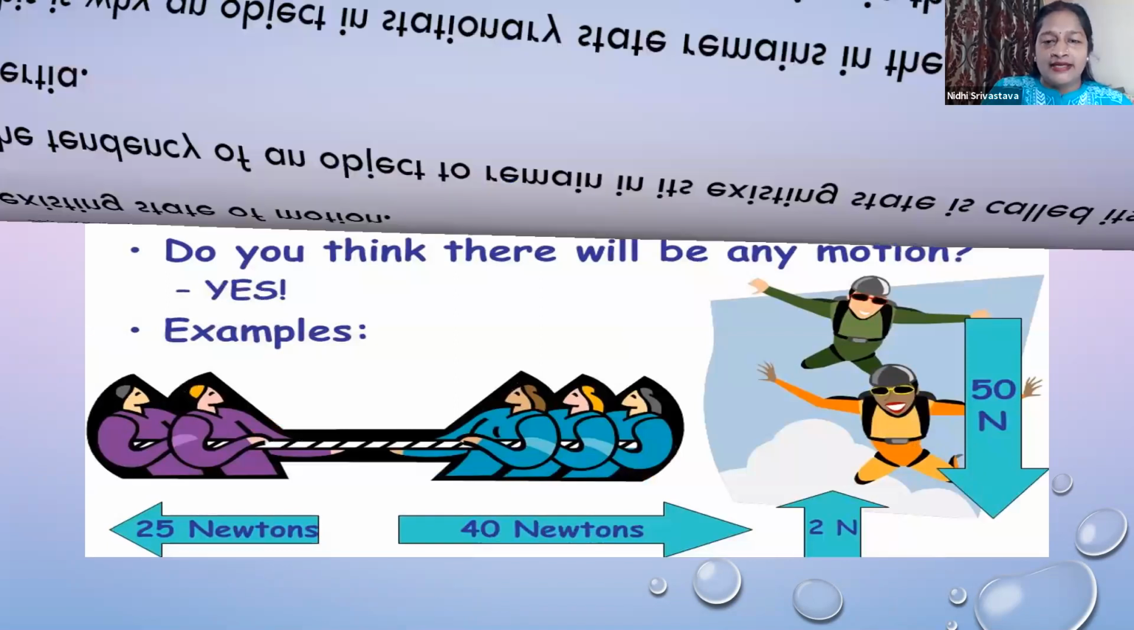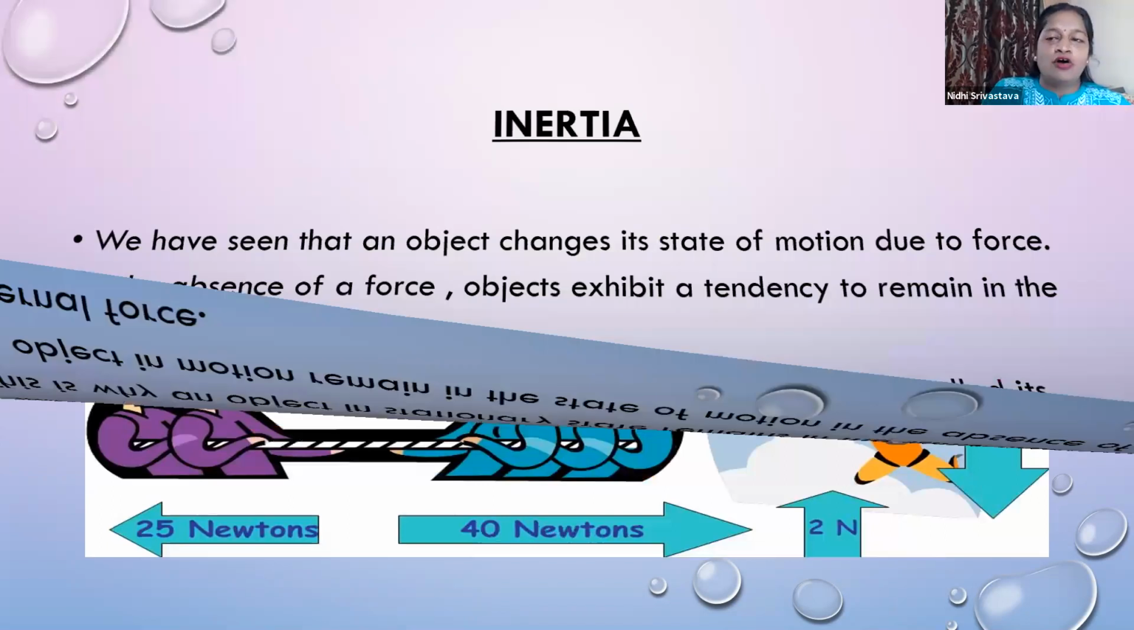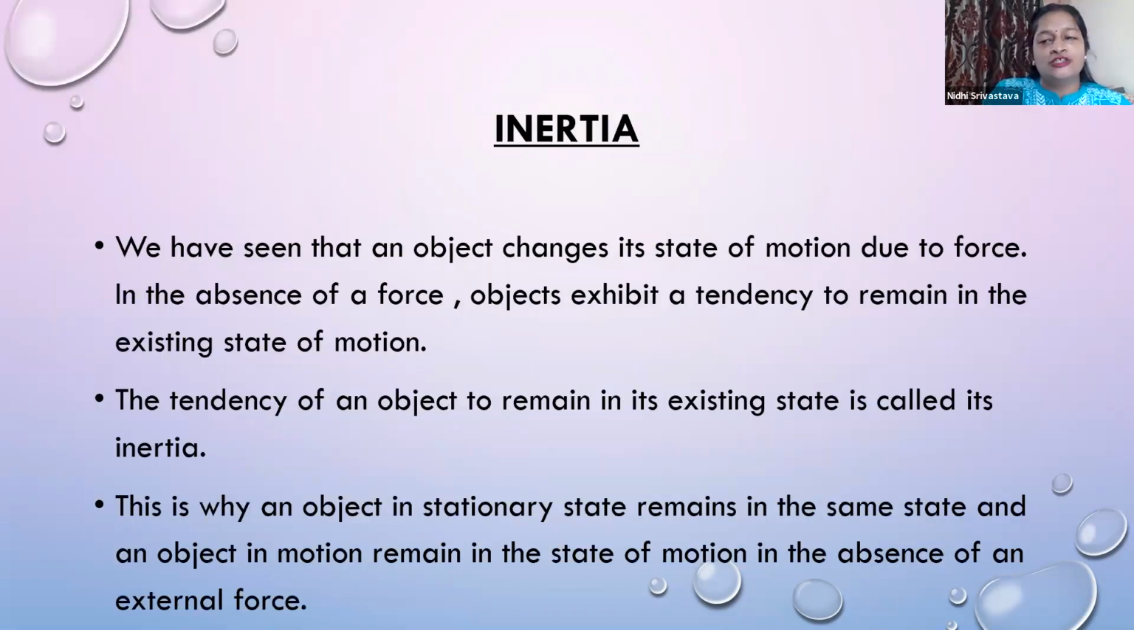Next topic is inertia. We have seen that an object changes its state of motion due to force. In the absence of a force, objects exhibit a tendency to remain in the existing state of motion. The tendency of an object to remain in its existing state is called its inertia. This is why an object in a stationary state remains in the same state and an object in motion remains in the state of motion in the absence of an external force.